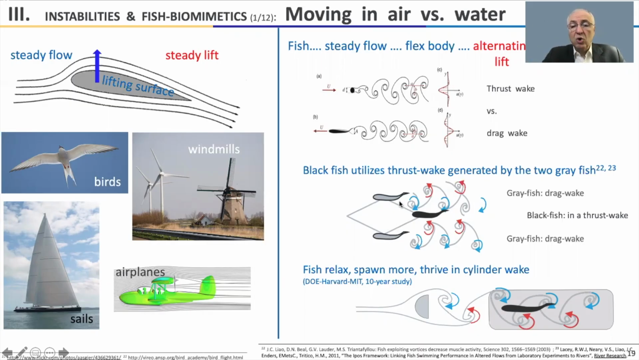If we move now to a school of fish, and you observe here the two leading fish, the gray fish, they generate two drag wakes. The black fish in this diamond formation in a fish school moves between two half wakes. And if you combine these two half wakes from the gray fish, then you get a thrust wake, which is similar to what you get from a stationary cylinder in a flow.